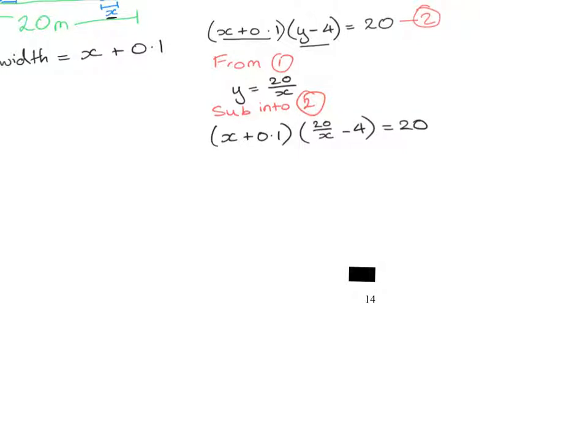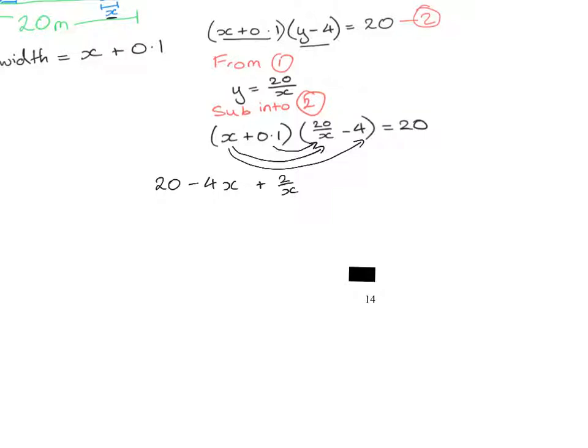So now I'm going to multiply that all out. And I get, okay, x times 20 on x. The x's cancel out and I'm just left with 20. x times negative 4 is negative 4x. Now 0.1 times 20 on x is like 1/10 times 20 on x, which actually becomes 2 on x.